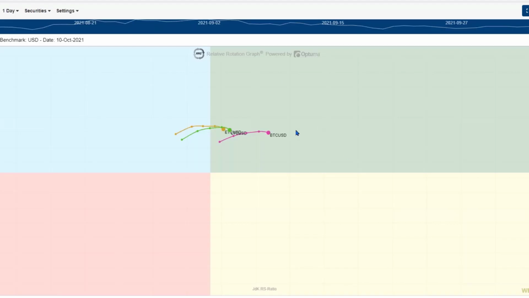Yeah. The real market. So you can see this is the US dollar here. Everything on the right is stronger than the dollar. And if it was heading north, that would be also with positive momentum.